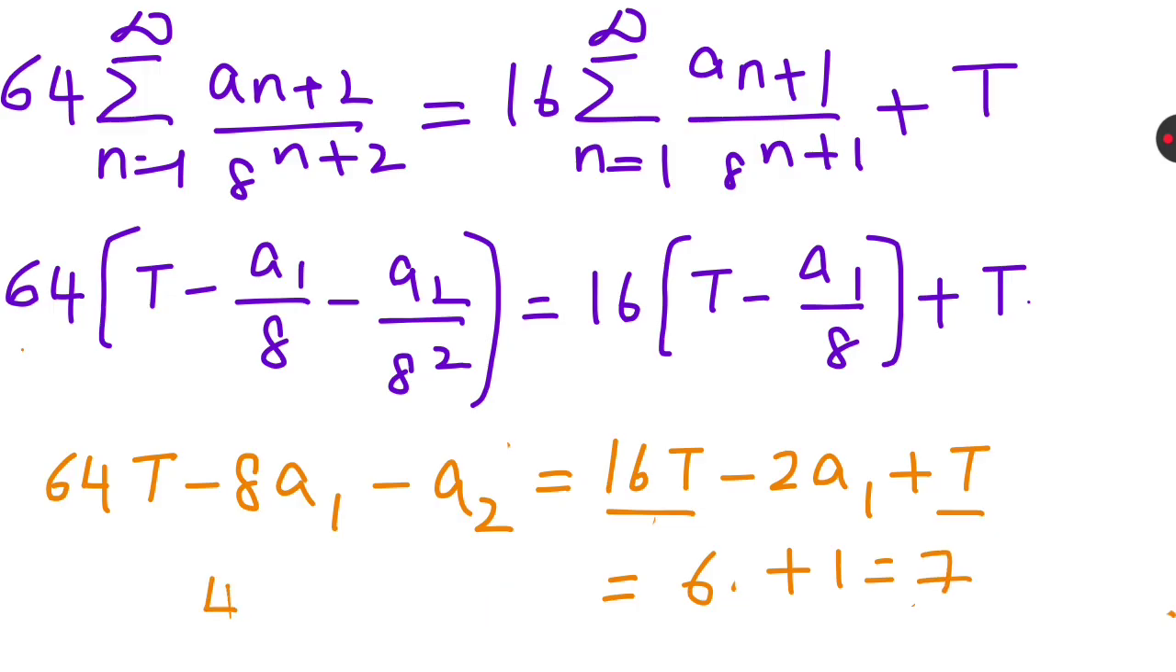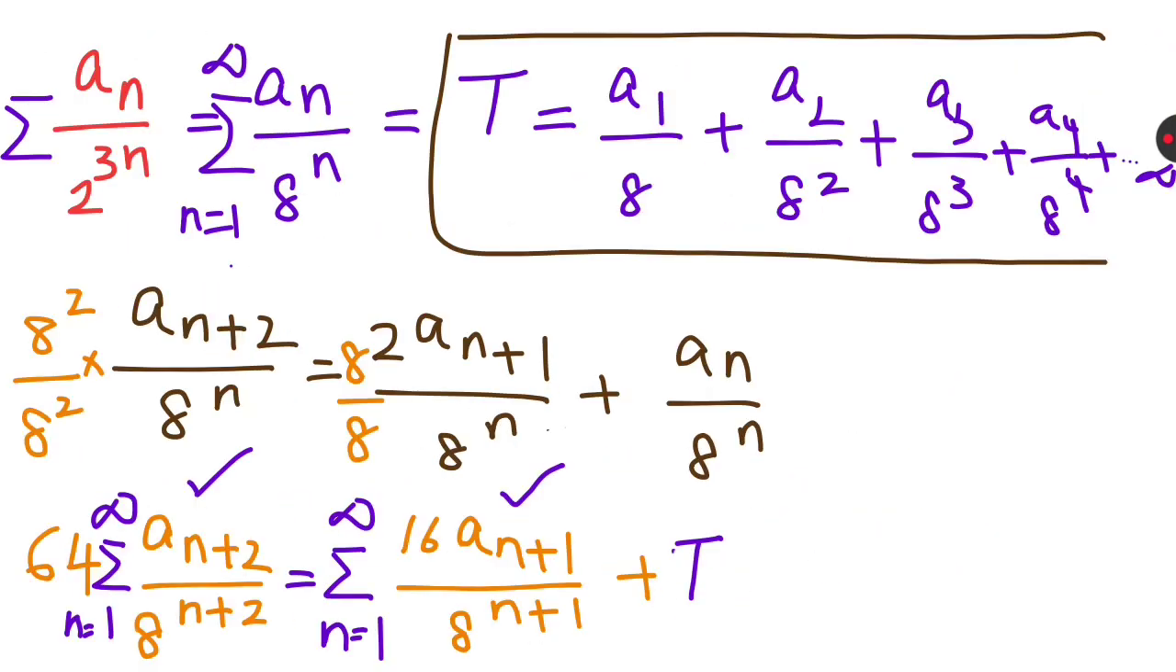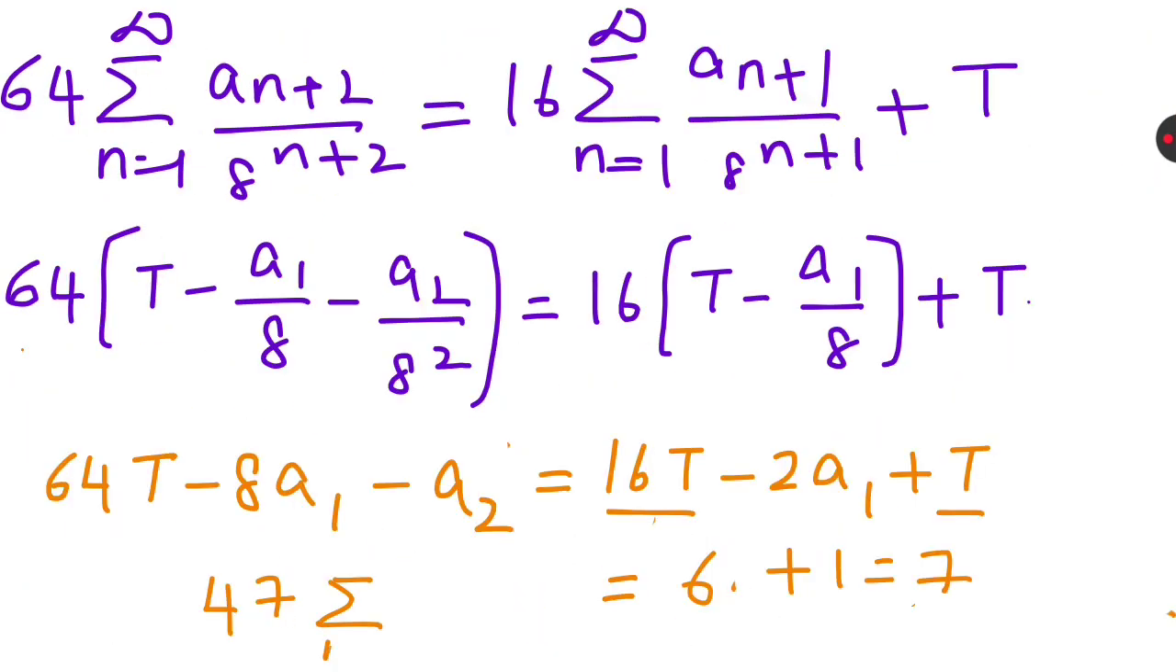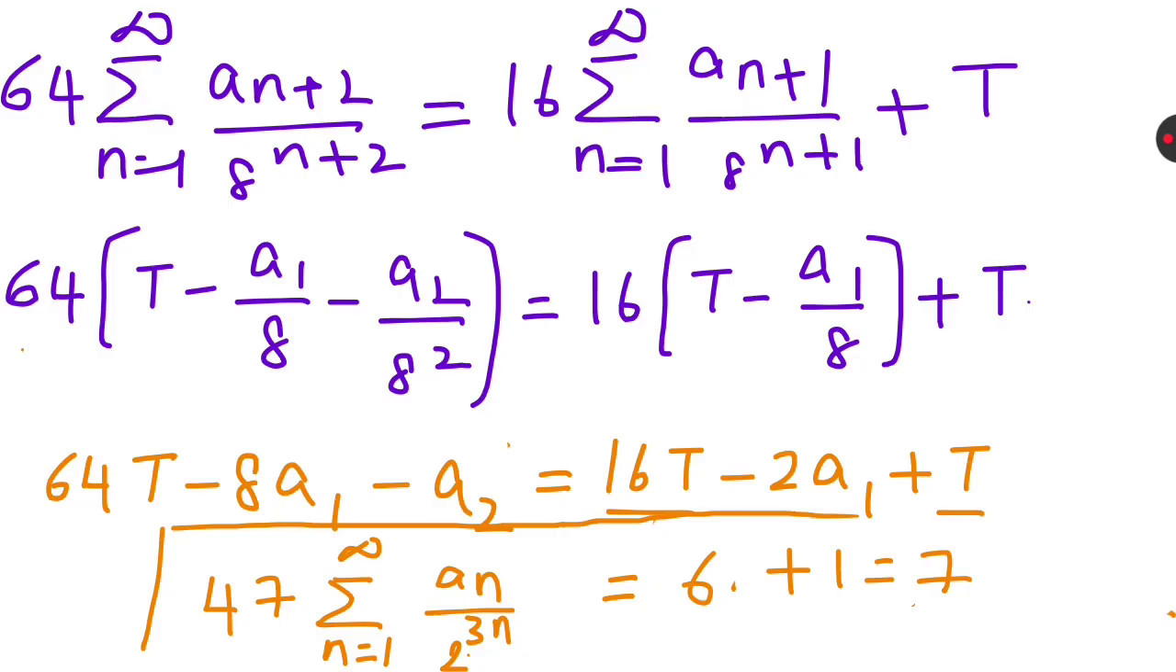Here 47, the capital T we consider as summation n equal to 1 to infinity a n over 8 raised to the power of n. 8 raised to the power of n we can write as 2 raised to the power of 3n. So finally, 47 times summation n equal to 1 to infinity a n over 2 raised to the power of 3n, the value is 7.